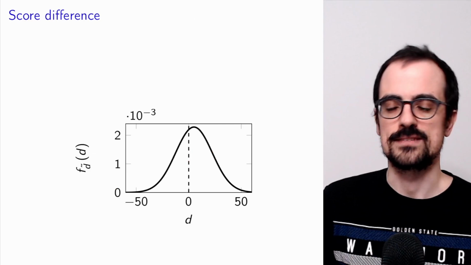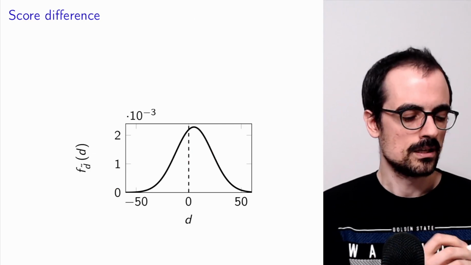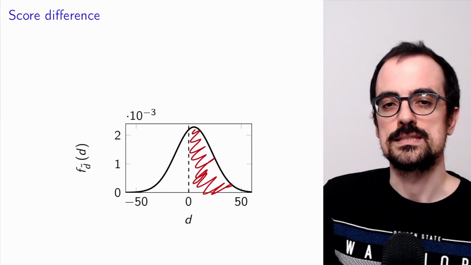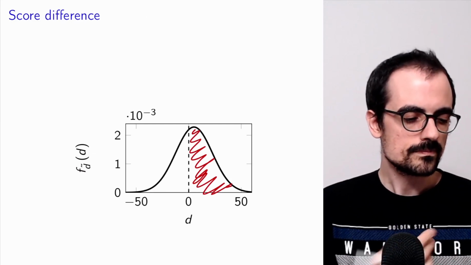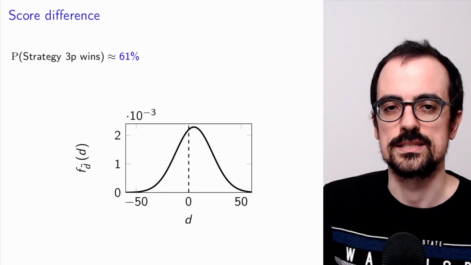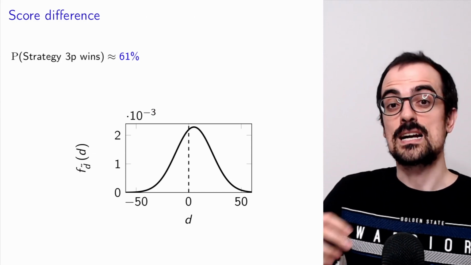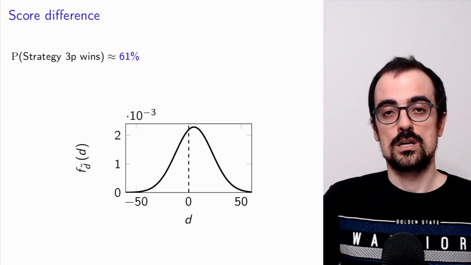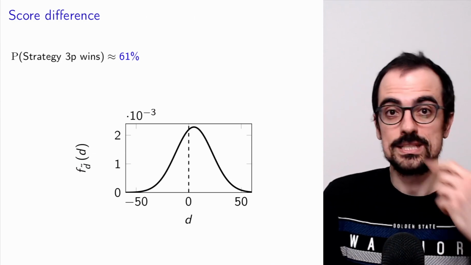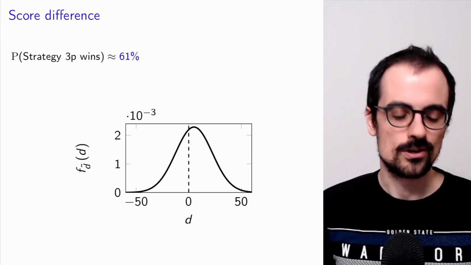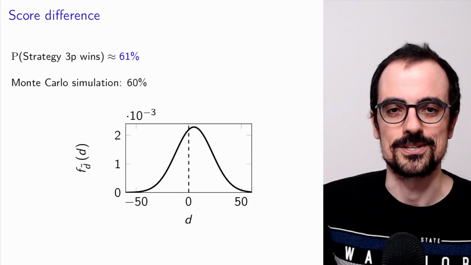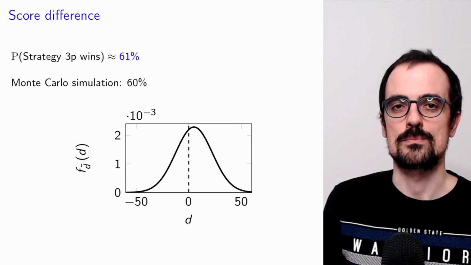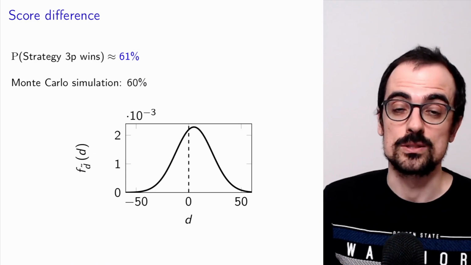It has mean 5 and variance like 300 or something like that. We can integrate to compute the probability that the 3-point strategy wins. And for our model, that probability is 61%. This is a Gaussian approximation. I can also do a Monte Carlo approximation to get a pretty accurate answer, because I used a lot of Monte Carlo simulations, and that gives me 60%. So you can see that this back of the envelope calculation based on the central limit theorem approximation is actually very good and very quick.